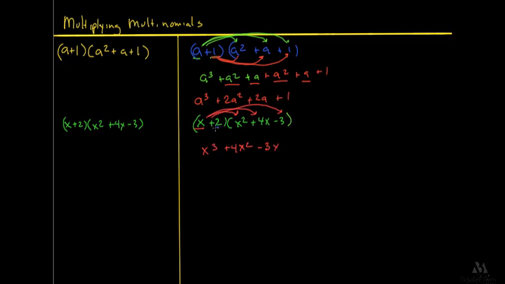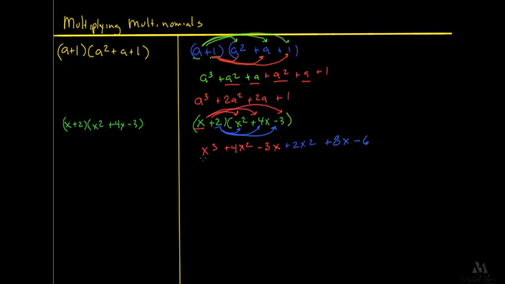Now let's multiply everything by the second term. So I get positive 2x squared. Let me fix my x here. Two times 4x is going to be 8x. And finally, 2 times negative 3 is going to be negative 6.